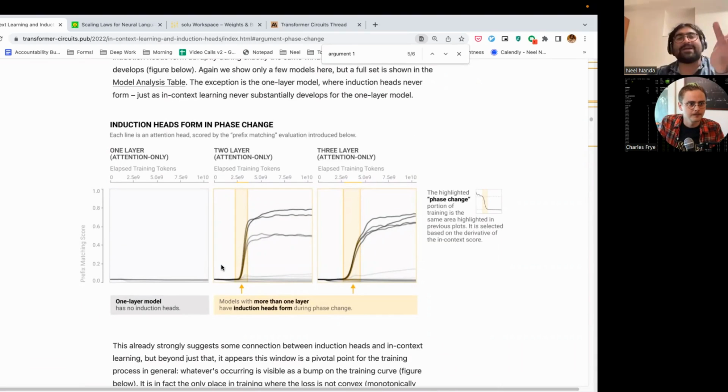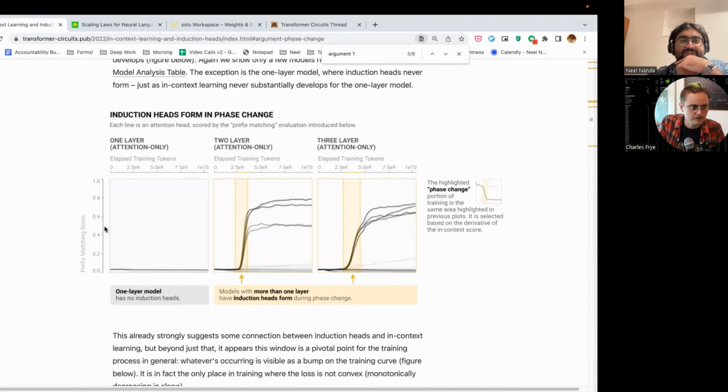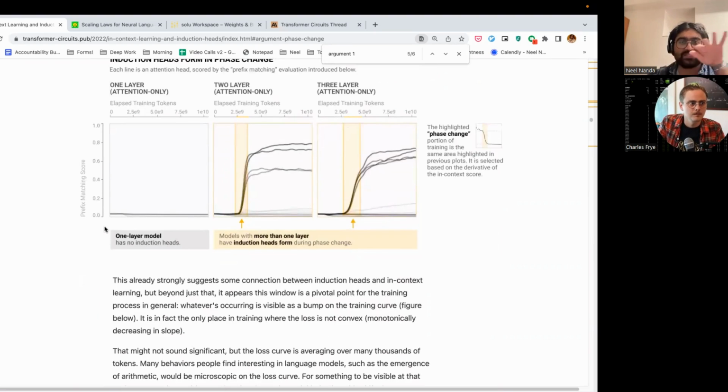Yep. So just drawing back to the graph, prefix matching score is the fraction of attention paid to that stripe. Got it. If it's perfect induction behavior, it's 1. If it's not doing any induction, it's basically 0, because if you're uniform across the attention and you're looking 100 tokens back, that's like 1%, it's basically nothing. And you see basically nothing to actually pretty good during the space change.